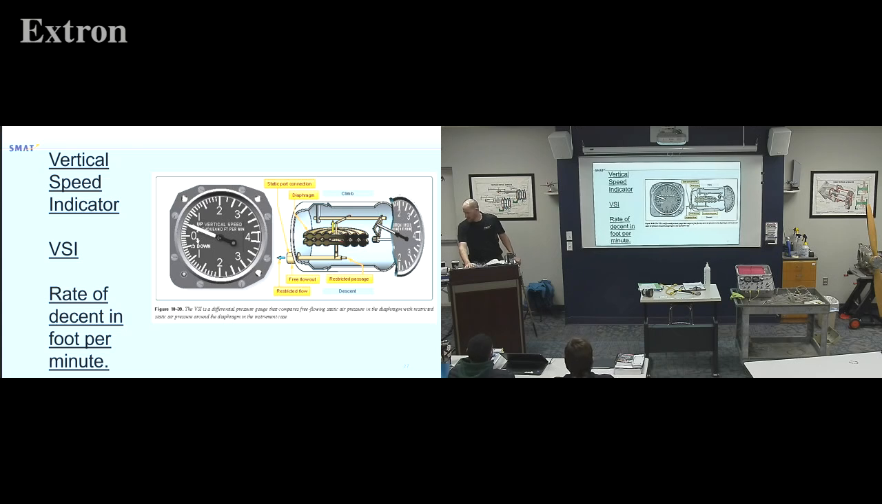Vertical speed indicator is VSI. It gives us our rate of descent, and we talked about the key in there is our restricted flow in or out of the, it's actually the port. So here's the restricted passage.